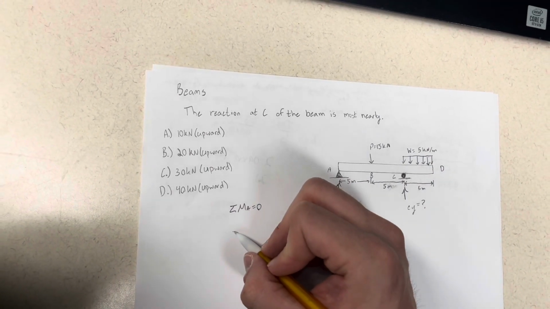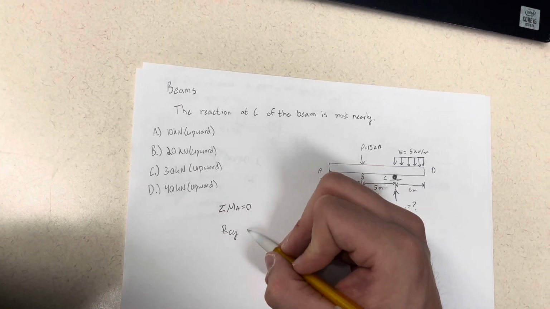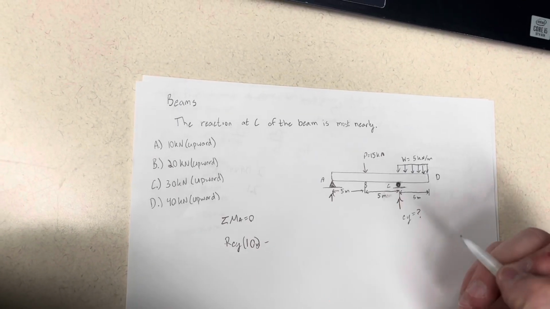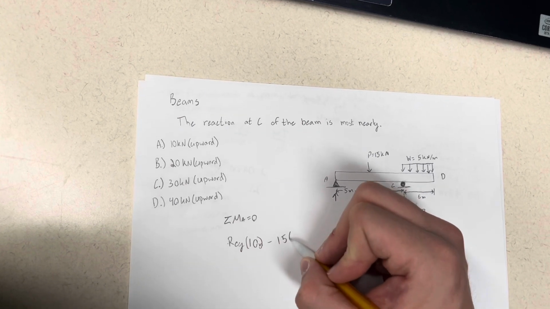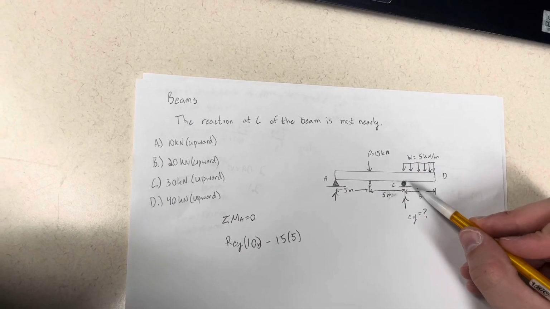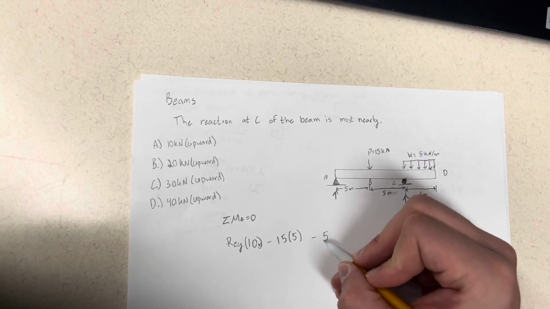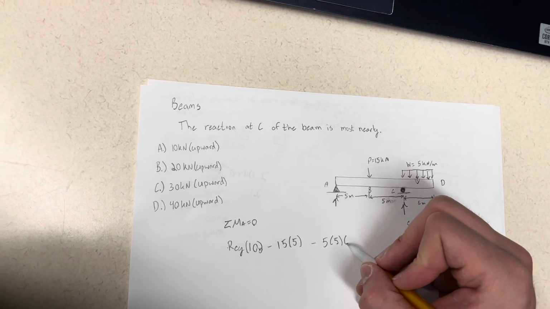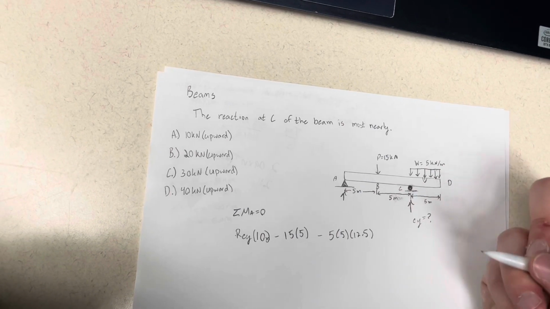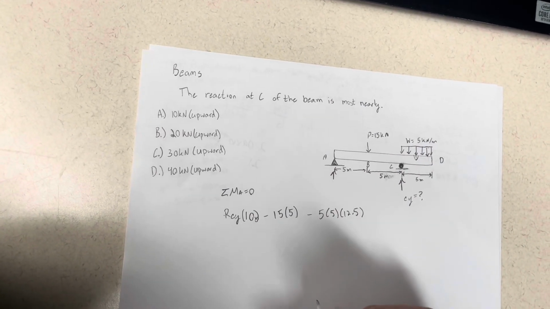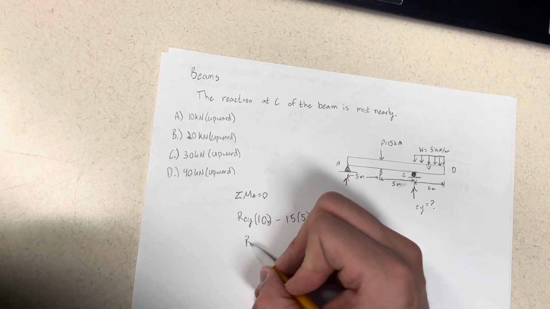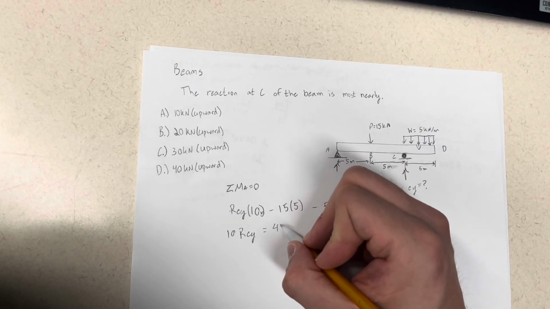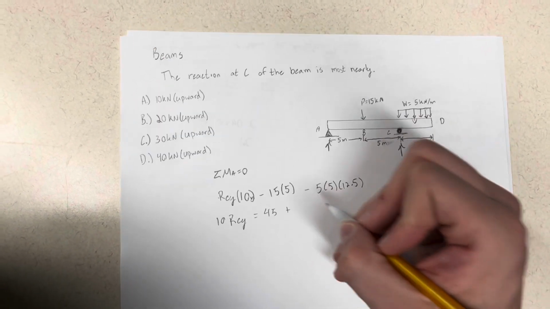So we'll do RCy, resultant force there, times 10 meters, that's from A, minus 15 times 5, because it's a force down, and then minus 5 times 5 times the center, which is 12.5 away from A. So from here, we're able to gather that 10 RCy is equal to this 45 plus 25 times 12.5.